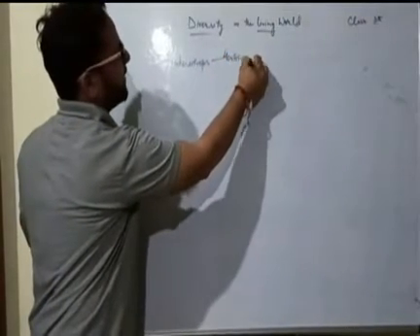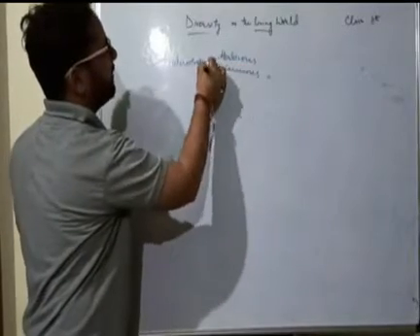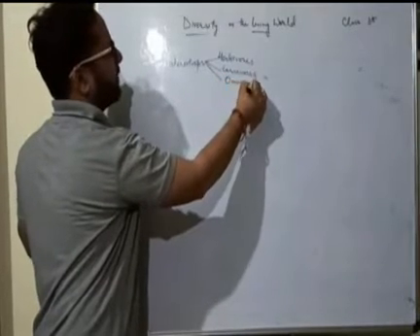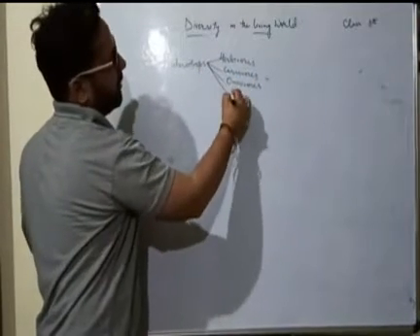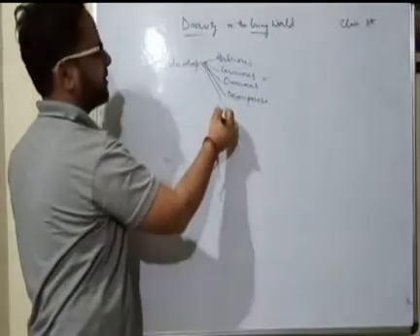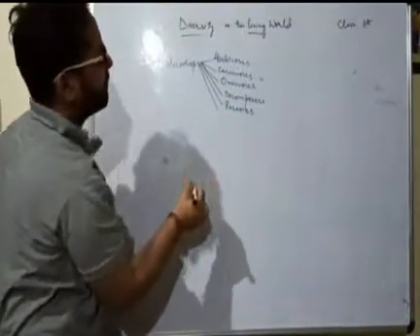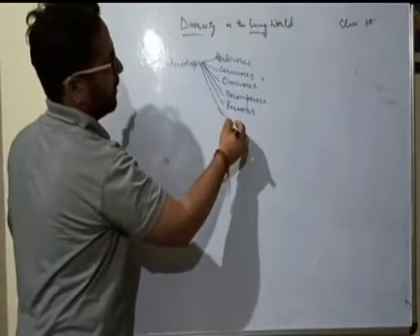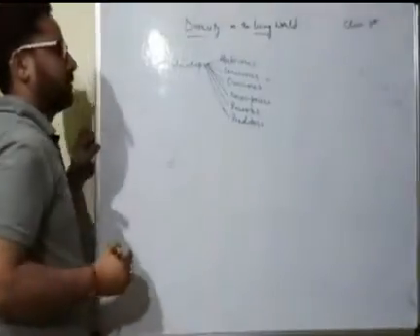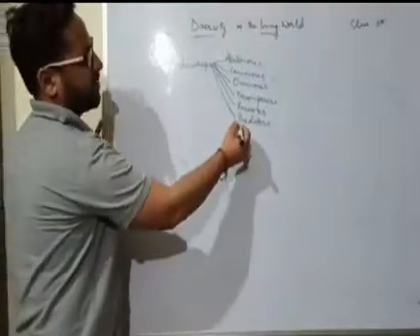herbivores that eat herbs, carnivores that eat meat and are dependent on herbivores, omnivores that eat both, decomposers that decompose dead bodies, parasites that live inside the host, and predators that can be called catchers of prey. They catch and kill the prey.